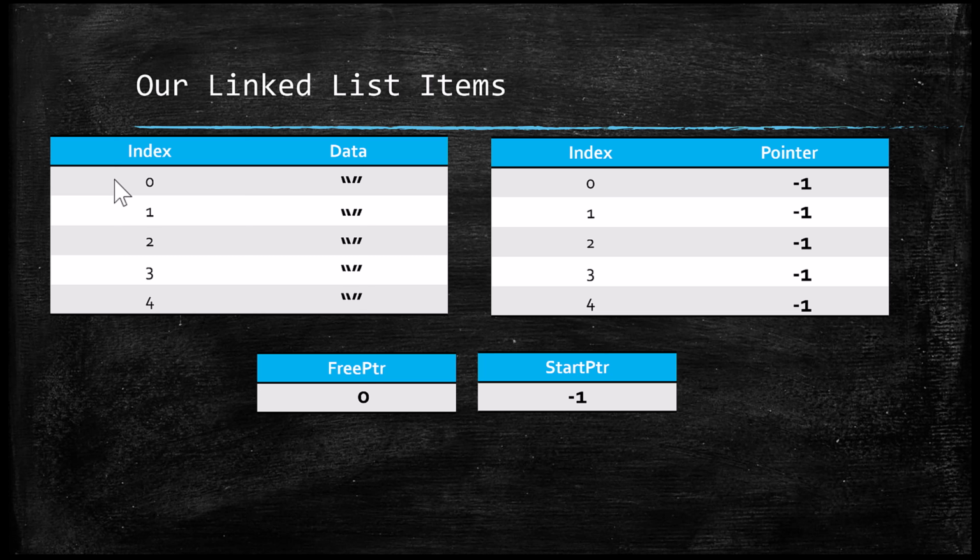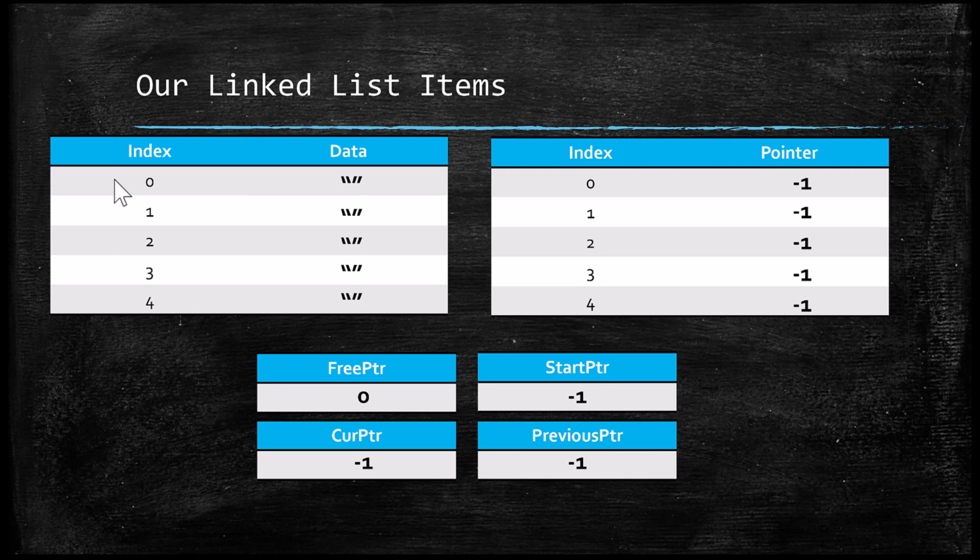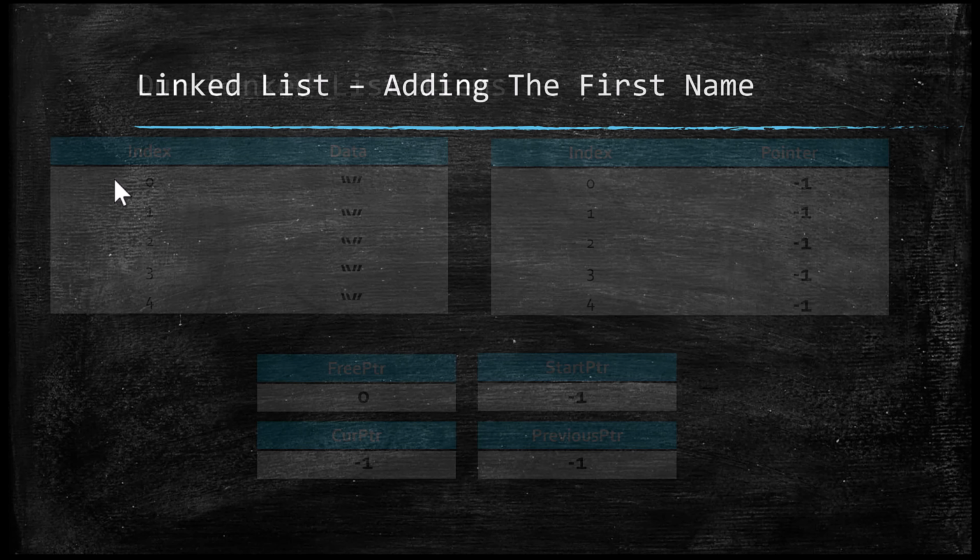If we go to traverse the linked list and our start pointer is -1, we need to output a message saying, hey, there's nothing in the linked list. It's empty. There's nothing to traverse here. We also need our current pointer, which is going to be -1. We'll assign it a value when we use it. Same thing with previous pointer.